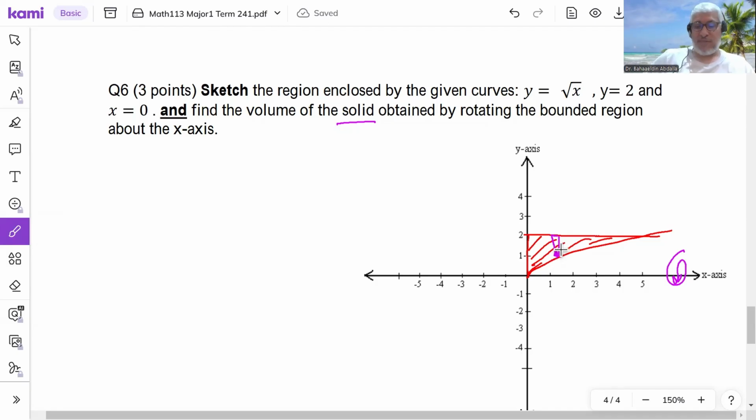So let me start by using a vertical rectangle. If I rotate this vertical rectangle about the x-axis, I'm going to get a washer. And you should know that for the methods of disk and washer, the rectangle is always perpendicular to the axis of rotation. So if you are going to use a vertical rectangle, then we will use the washer formula. And the washer formula says that the volume is, now, what is the width of the rectangle? The width is part of the x-axis, so it's dx.